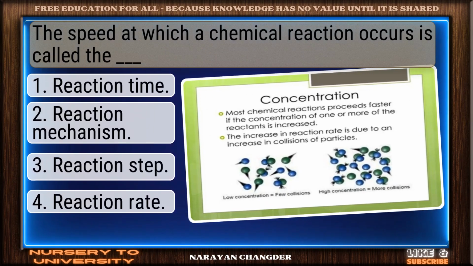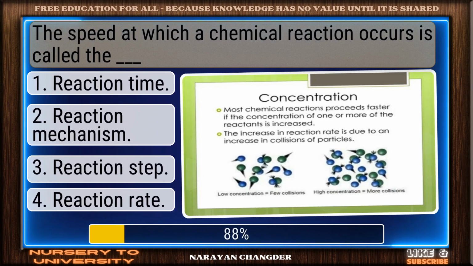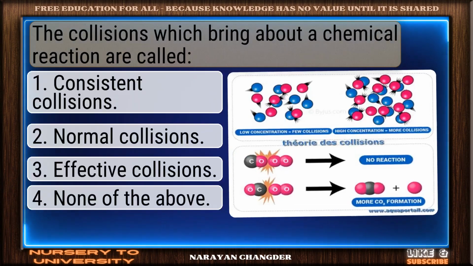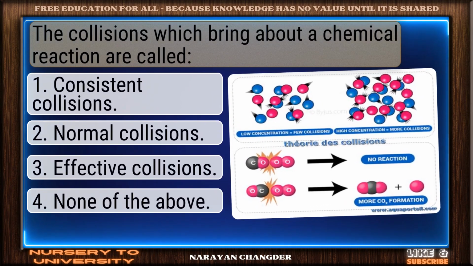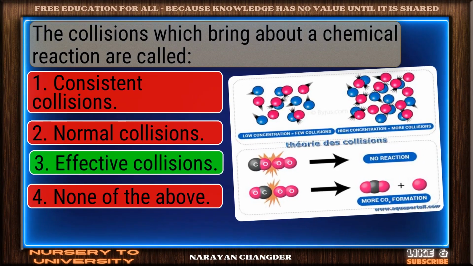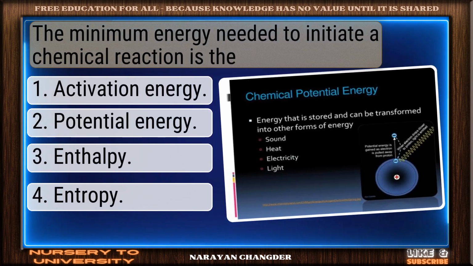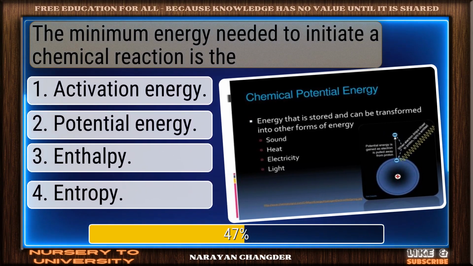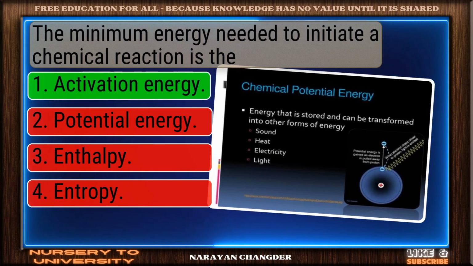The speed at which a chemical reaction occurs is called the dash. Solid response. Reaction rate is a valid choice. The collisions which bring about a chemical reaction are called. Smart move. Effective collisions is an accurate answer. The minimum energy needed to initiate a chemical reaction is the dash. Right choice. Activation energy is the best answer.